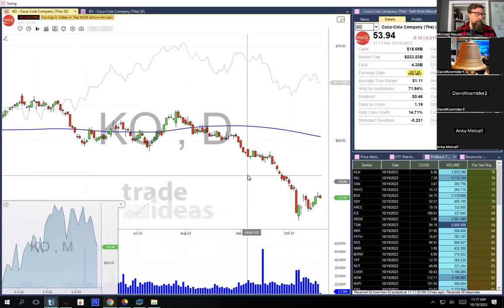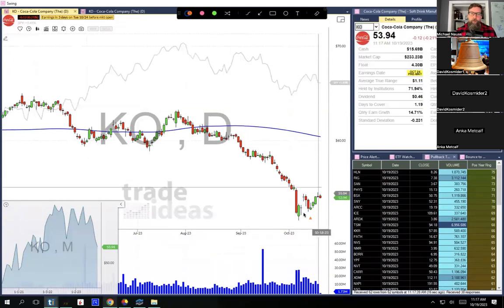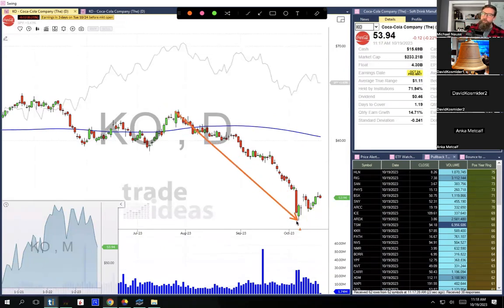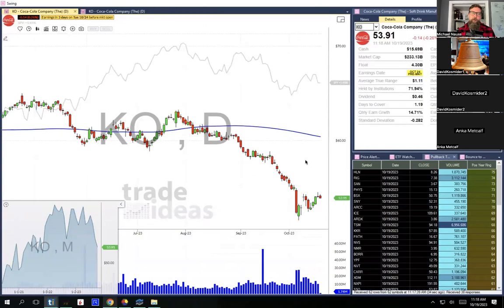Coca-Cola. Coca-Cola is having a rough time. This is all the Ozempic stuff. People think, oh, everyone's going to lose weight, no one's going to drink Coke anymore. From a fundamental point of view, right, maybe you can buck that trend. If you believe Coca-Cola is going to be around for a while, this isn't something that's going to move substantially one way or the other. So this might be a good dividend play if you're a dividend guy.